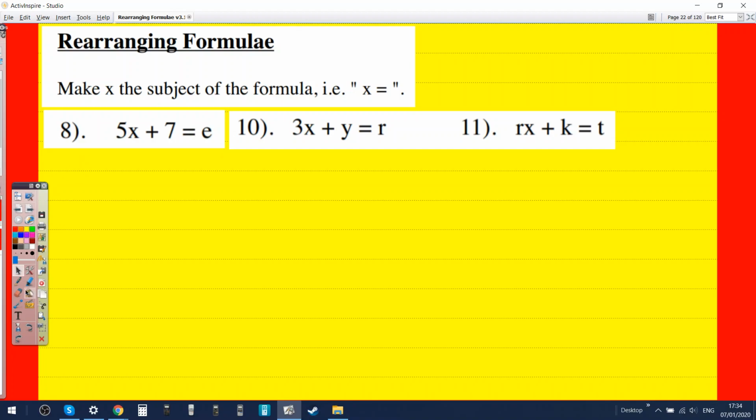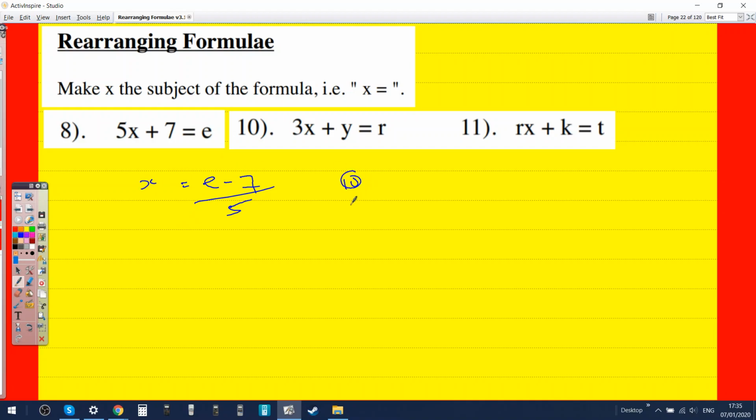Okay, let's try the first one. 5x plus 7 equals e. So f sub x equals. So then you have to do x equals, and then you have to put e. So the first thing you put was e minus 7. And then you have to divide by 5. So then it'll be e minus 7 over 5. Well done.